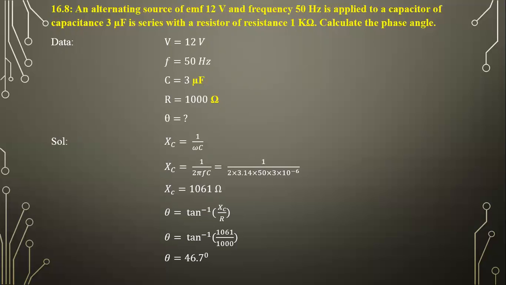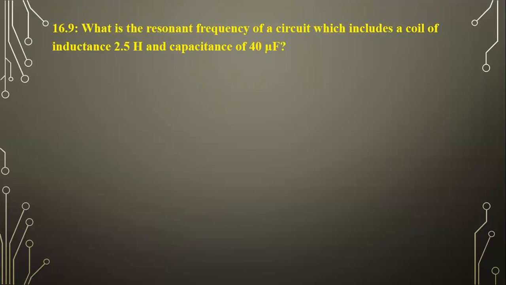In question number 9, which is related to the resonant frequency of an electric circuit. In 16.9, calculate the resonant frequency of a circuit which includes a coil having inductance 2.5 Henry and capacitance of 40 microfarad. There are two components: an inductor whose inductance is 2.5 Henry, while the capacitor has capacitance 40 microfarad. So find the resonant frequency of this LC circuit, where L is 2.5 and C is 40 microfarad.